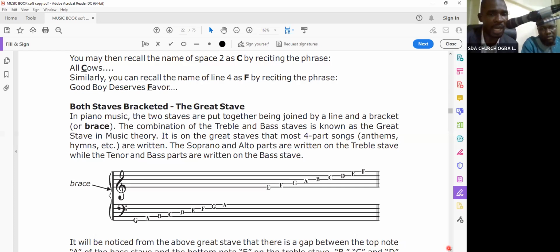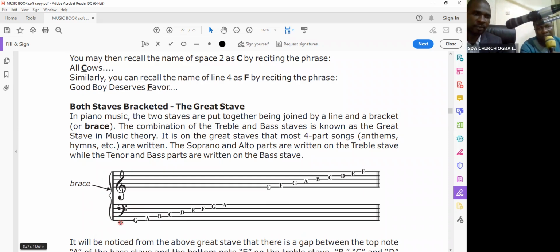The soprano and alto parts are written on the treble stave, while the tenor and bass parts are written on the bass stave, as we can see in the example. So this is a grand stave joined by a brace.